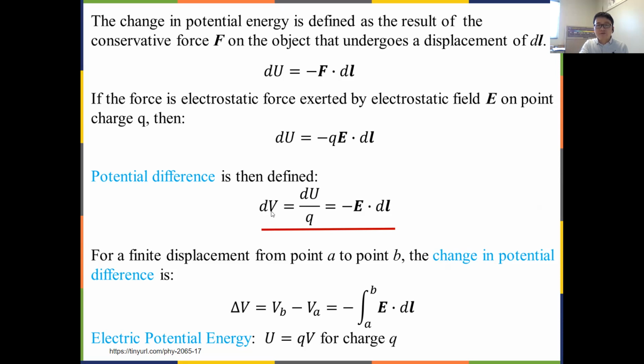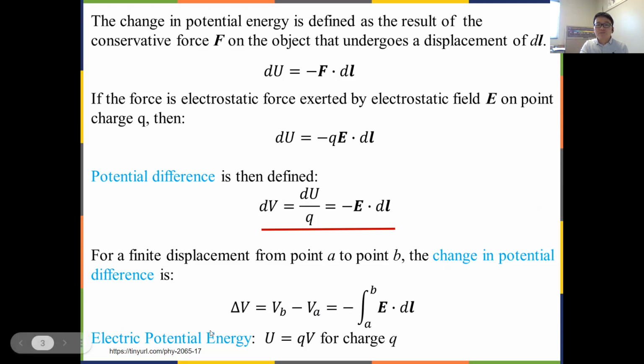So then dV is equal to minus E dot dl in that case. If you are looking for the change in potential V, where V is the electric potential, between point A and point B, then VB minus VA equals minus the integration from point A to B of the electric field dot dl, okay? So that's how you calculate electric potential difference.